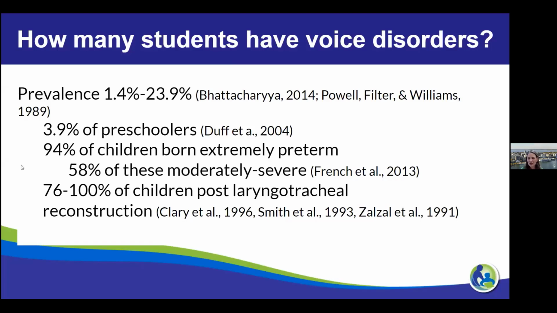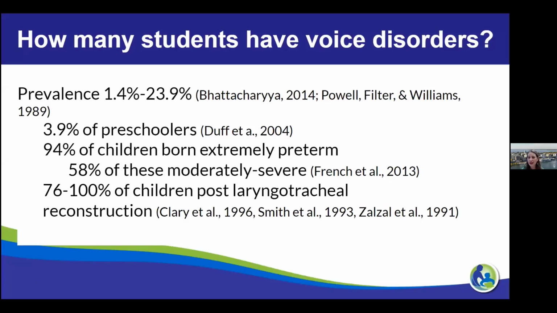And then in certain populations, it's much more common. One study found 94% of children born extremely preterm had voice disorders, with 58% of these being moderately severe. Why might this be? We'll talk a little bit about causes of voice disorders, but a lot of kids who are born extremely preterm have other laryngeal concerns, might have other respiratory concerns. Some of them have prolonged intubation, which can lead to issues with the vocal folds as well. And then 76 to 100% of children post laryngotracheal reconstruction, which would be an airway surgery for kids who have a compromised airway.